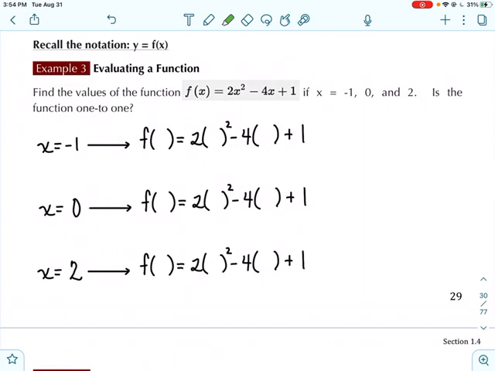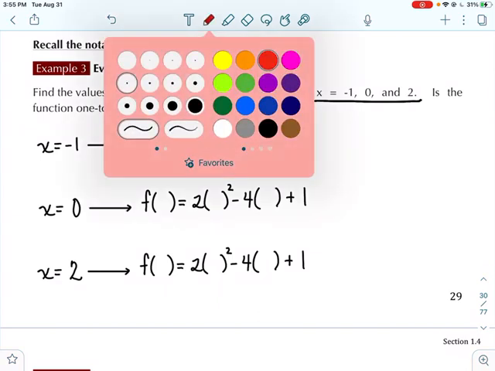Evaluating a function, you've got to recall this notation for functional notation, f of x, and you've really got to be comfortable with it as you move into a calculus course, but we'll try to move at a nice little pace here. So find the values of the function f of x equals 2x squared minus 4x plus 1 if x takes on these three values. So I've kind of laid it out for you. Is the function 1 to 1 is the second question. Now there's some vocabulary there that comes up from an Algebra 2 class or a pre-calc, but we'll get to that. So what we're going to do is input each one of these values.